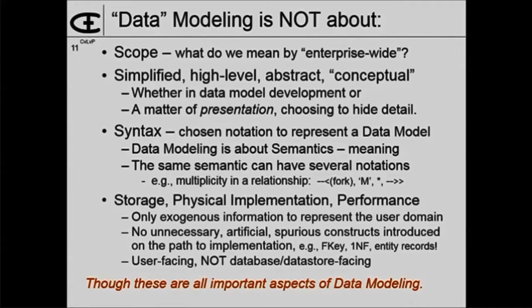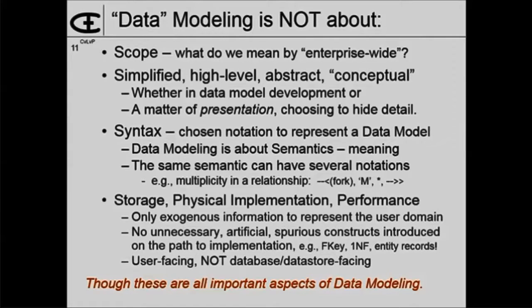Physical and storage implementation, performance considerations, that's not part of a data model, I don't think. We want to represent in our logical data model only exogenous information to represent the domain. Exogenous information is information which is only obtainable from the outside world. So derived information would be an example of information that is not exogenous. We don't want to introduce any unnecessary artificial or spurious constructs because those are on the path to implementation.